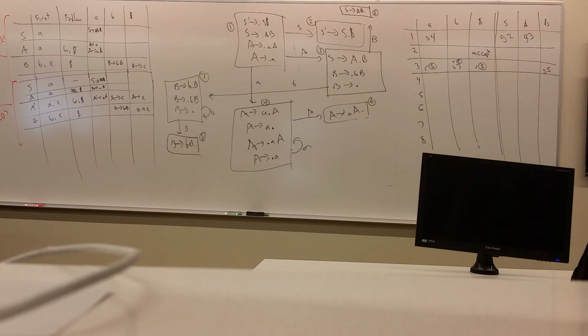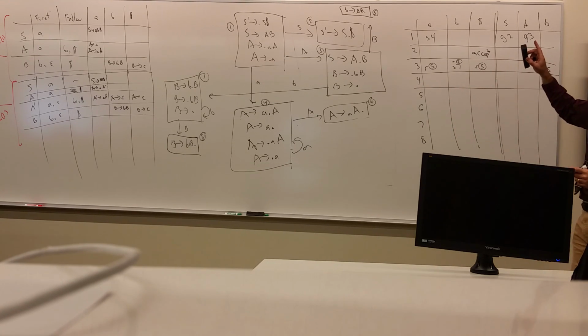Now we have a problem, right? Because I'm in state 3 and I see a B, do I shift or do I reduce? There's a conflict. This grammar is not LR0. Let's push on. Finish up the rest of the table and see if it can help us out.